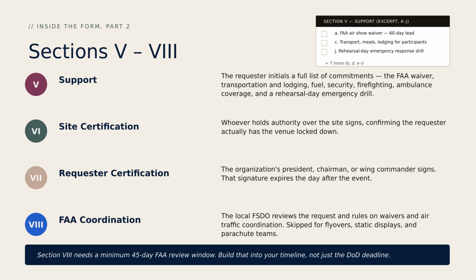3 details define this request. The deadline is July 1, 2 years before your event date. Request a 2028 show, and that paperwork is due July 1, 2026.